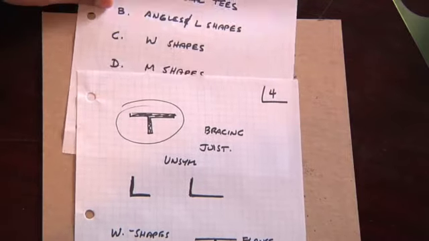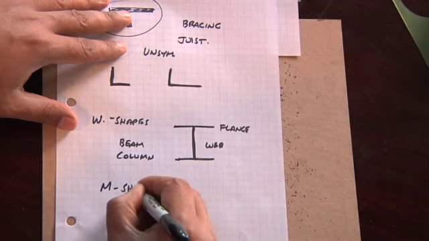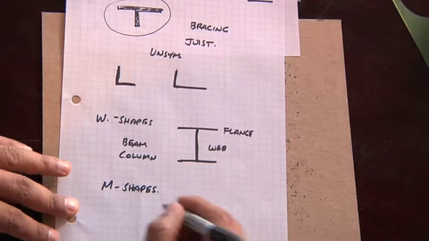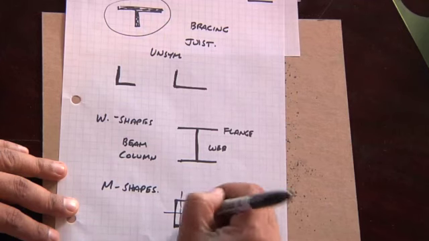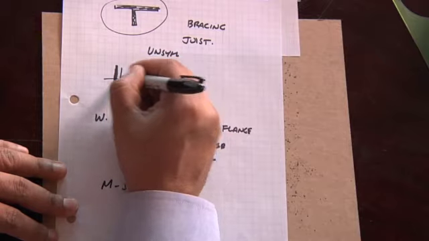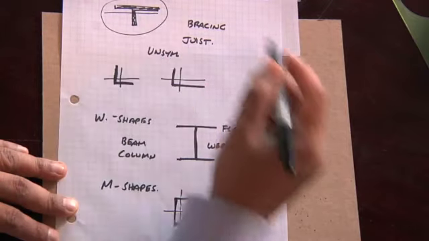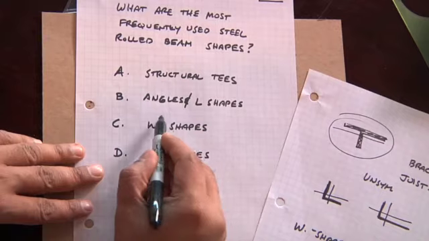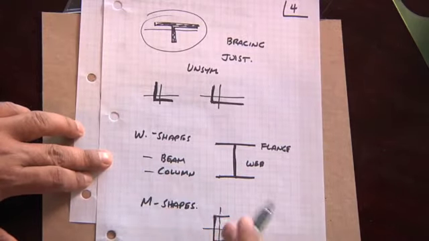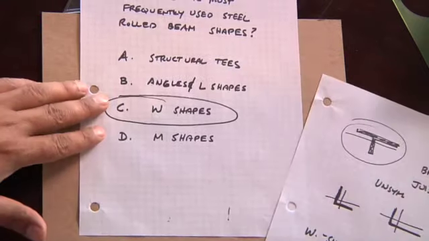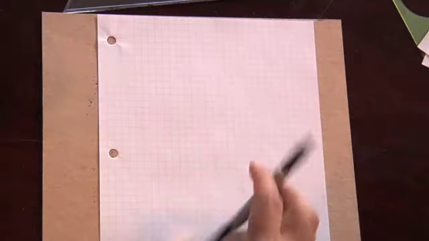And the last one, M shapes, is again an oddball shape, not used very frequently. M shapes are channel shapes. Again, unsymmetrical. So this is an unsymmetrical shape, this is an unsymmetrical shape, and so on. The answer is C, because W shapes, being symmetrical, are used for beams and columns. All these other ones are sort of oddball shapes. It's a straightforward question. Okay, let's try another problem.